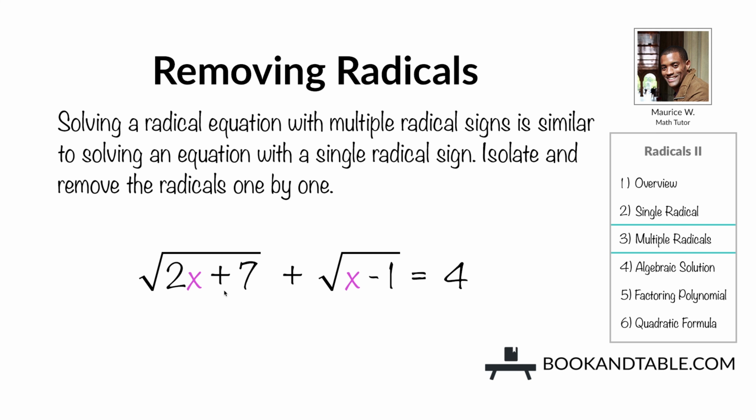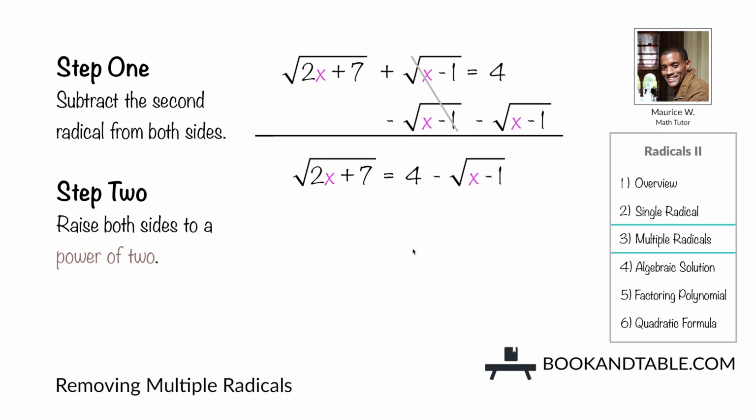Okay, so solving a radical equation with multiple radical signs is similar to solving an equation with a single radical sign. Isolate and remove the radicals one by one. So you're first going to isolate the first radical sign, remove the radical sign, and then you'll isolate this term and then remove it. So what does that look like?